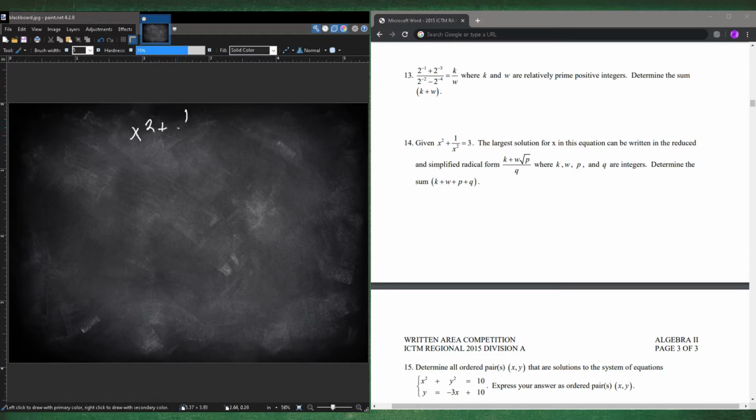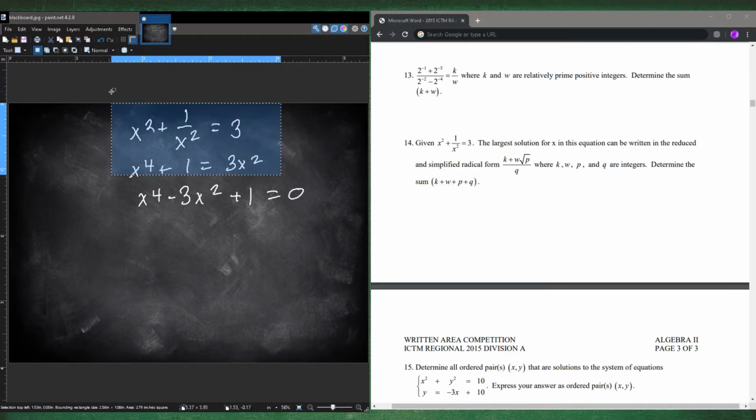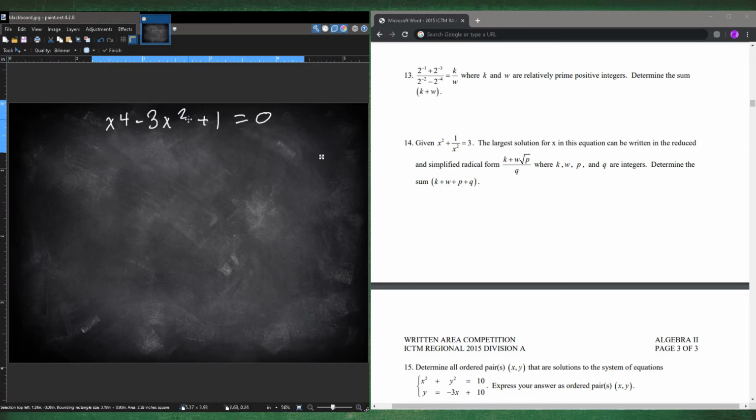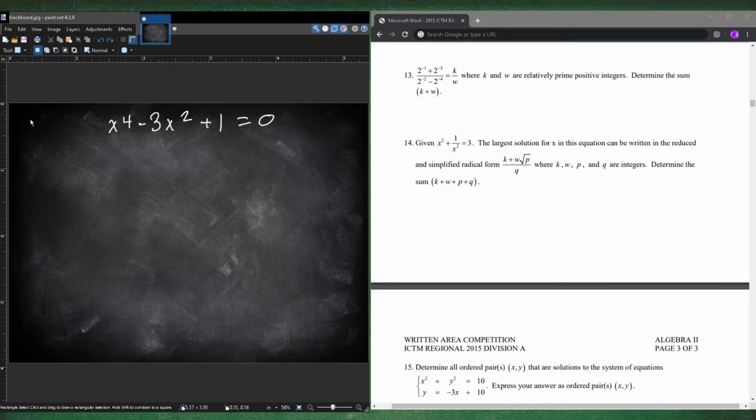So x squared plus 1 over x squared is equal to 3. Write it basically as a quadratic. Multiply both sides by x squared. So that's x fourth plus 1 is equal to 3x squared. So x fourth minus 3x squared plus 1 is equal to 0. Okay, so we know that's true. Leave this aside because we don't need it anymore. Okay, so we have this.